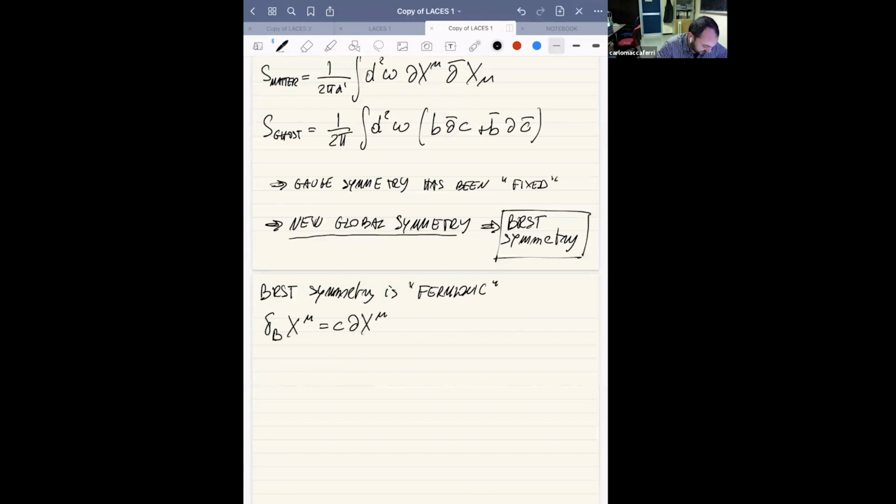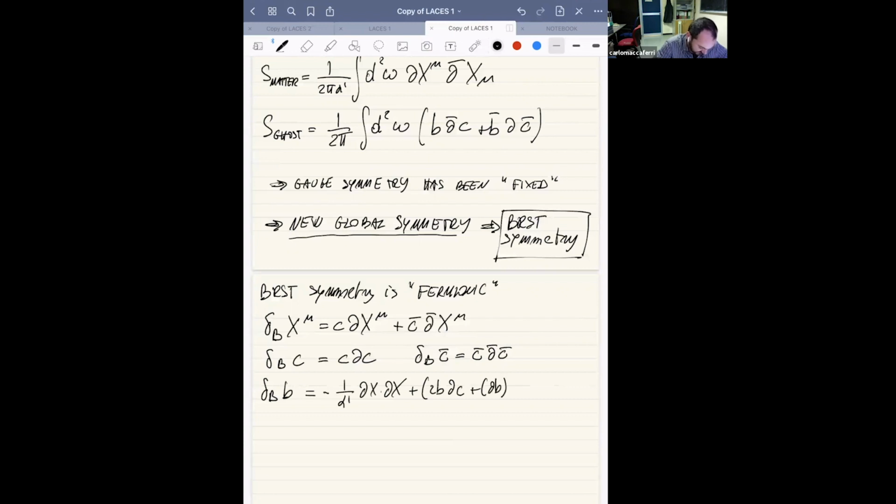C ∂x^μ plus C̄ ∂̄x^μ. δ_B of C is equal to C ∂C, δ_B of C̄ is equal to C̄ ∂̄C̄, and finally the BRST variation of the anti-ghost is equal to this very nice combination that will play a very important role in all the things that we will say from now on: 2B ∂C plus ∂B C.